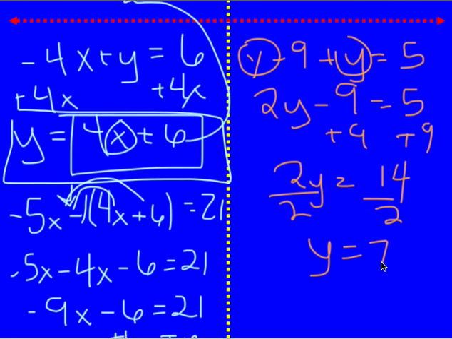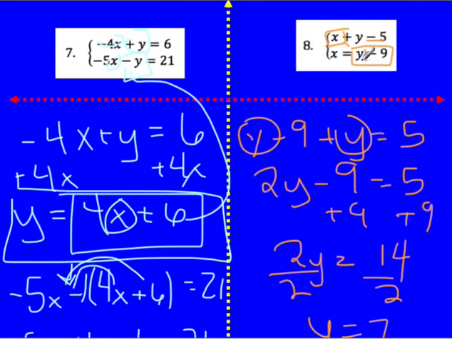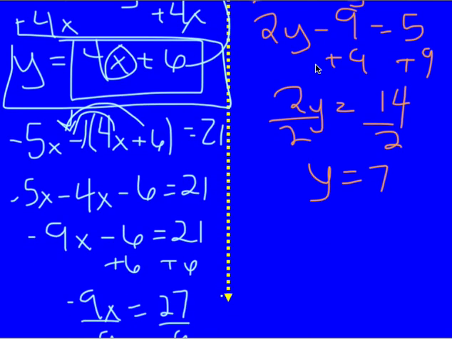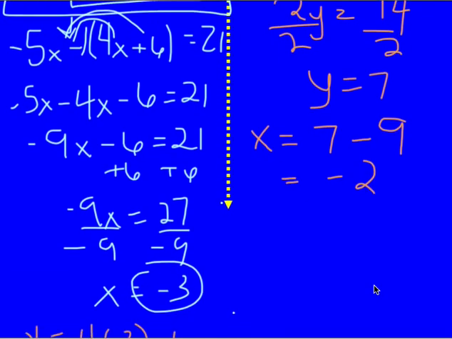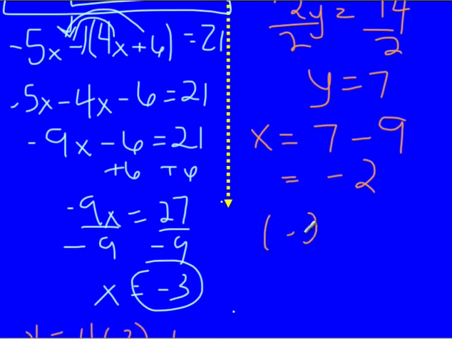So y and 7 are the same thing. I can plug it in here, or I can plug it in here. Notice that this second equation is already solved for x, so that's going to make it a lot easier. So I'm going to take the equation x is equal to y minus 9, and I'm going to put in 7 for that y. So then I get 7 minus 9 is equal to negative 2. So then I need to write that out as the coordinate point. First my x, and then my y.